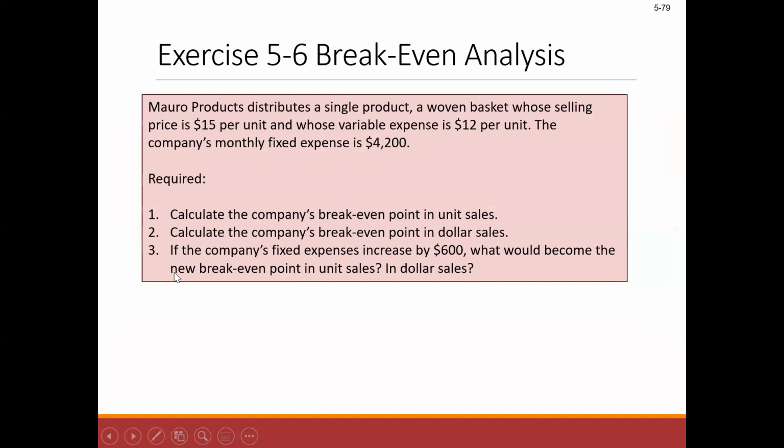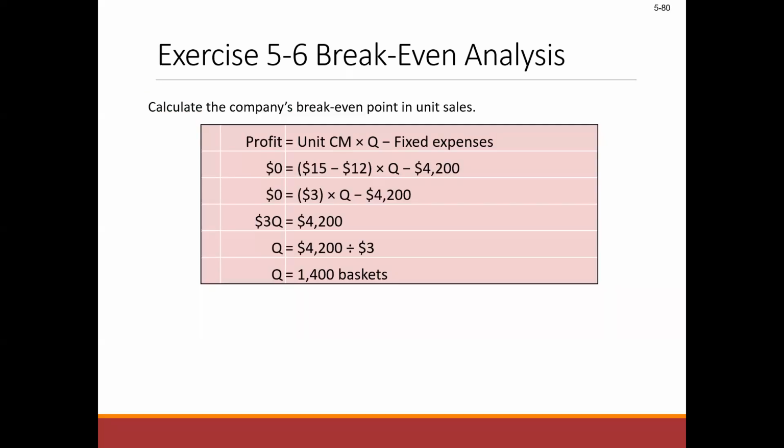Moro Products distributes a single product, a woven basket, selling for $15 per unit with variable expenses of $12 per unit. The company has $4,200 in fixed expenses. So the contribution margin per unit is $3, right? Calculate the company's break-even point in unit sales. 4,200 divided by $3 per unit would be 1,400 baskets. Does that make sense how we're figuring that?